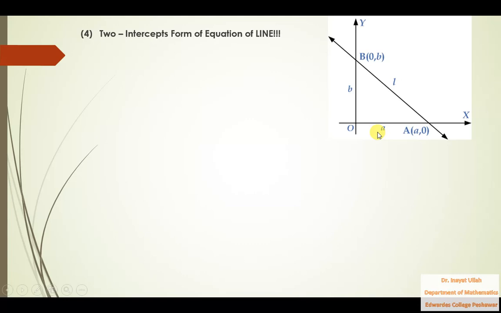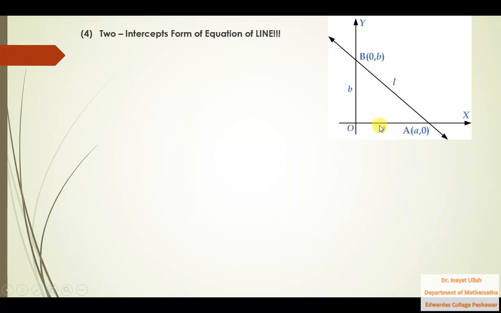This a unit can be written in the form of ordered pair (a, 0), because along the x-axis, a is the value of x, and along the x-axis y is 0. So that's why this a can be written as (a, 0). So this point is actually (a, 0), and this is denoted by capital A.